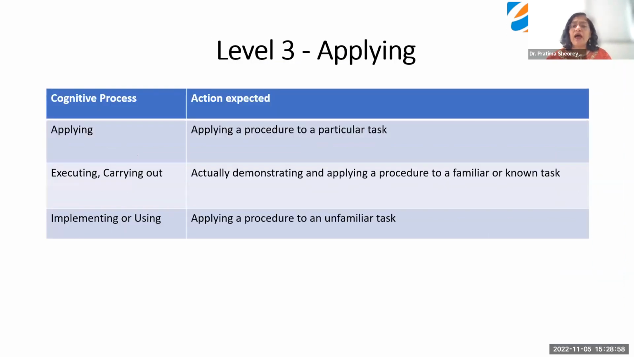Level 3 is applying. In higher education, especially with postgraduate students, the minimum is level 2, but largely level 3, which is applying a procedure to a particular task, executing and carrying out. So I understand the concept when I demonstrate what happens. For example, saying, explain the elaboration likelihood model using an example. That is what would be applying, right?